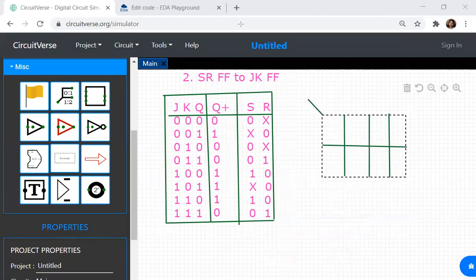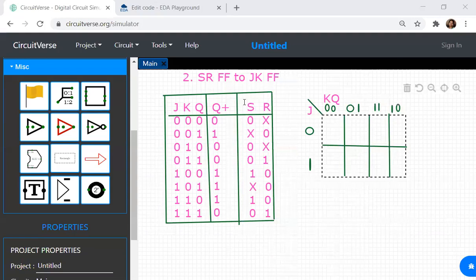This will be 0, 0, this will be 0, 1, this will be 1 and 1, and this will be 1 and 0. So here it is 0 and here it is 1. And what about this? This is J over here. I'll be having J, and on the other side I'll be having K and Q. Right? So now we'll write the truth table.